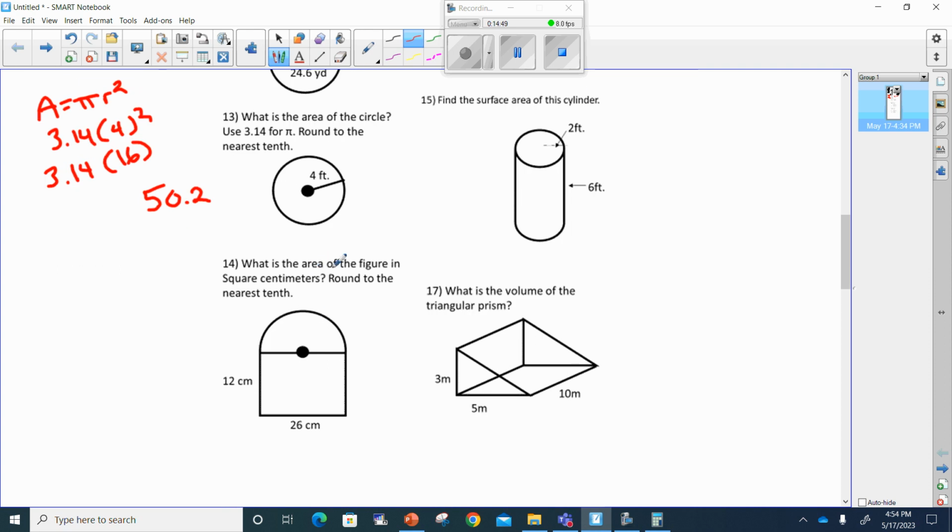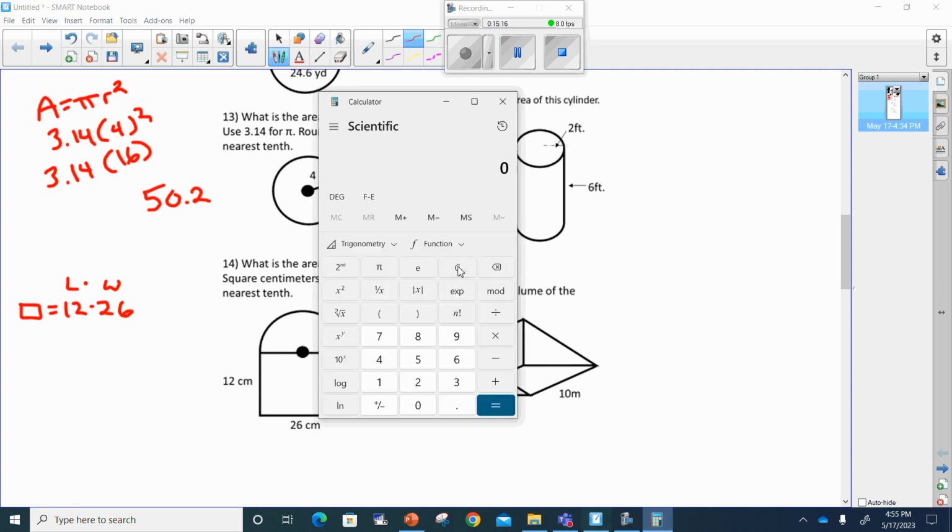Let's go to number 14. What is the area of this figure in square centimeters, rounded to the nearest tenth? Well, this figure comprises a rectangle and a semicircle. Let's solve for the rectangle first. The rectangle is 12 by 26. So rectangle equals 12 times 26, because we know the formula for a rectangle is length times width. 12 times 26 equals 312.